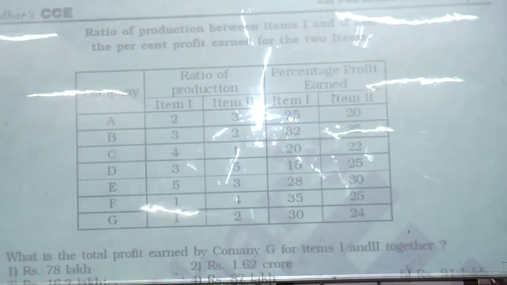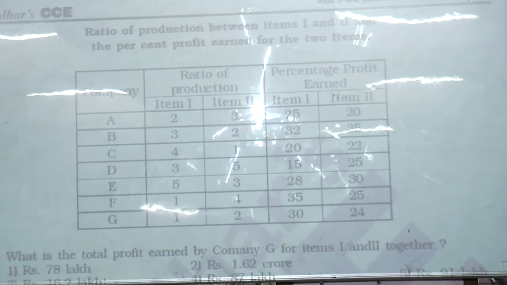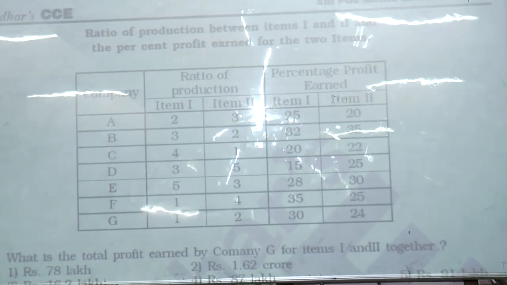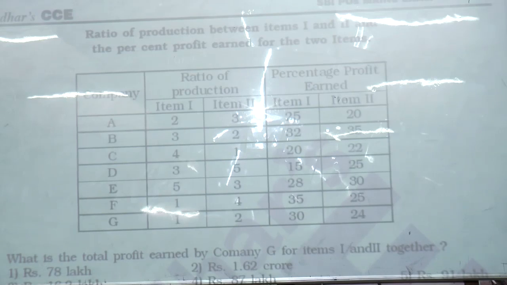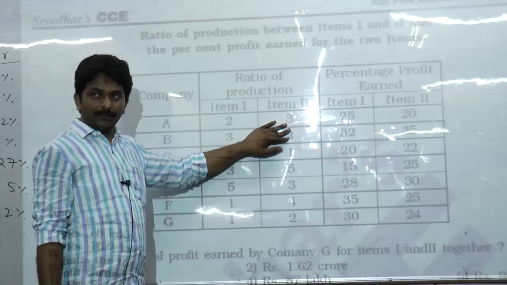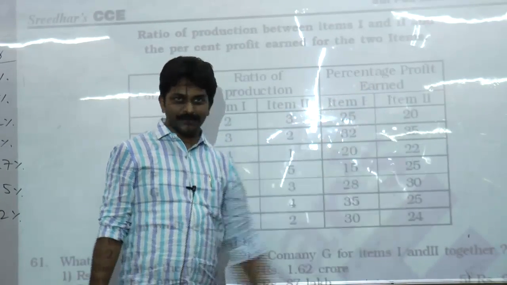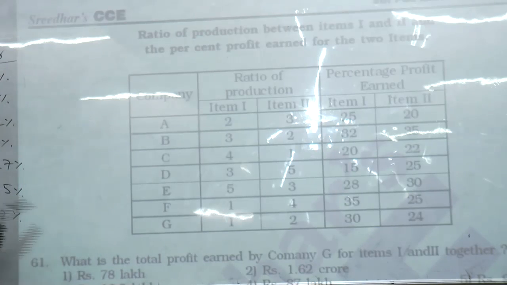Now one more table we have. This is the ratio of production between items 1 and 2 and the percentage of profit earned from those two items together. Production, and the total cost is given as 25 crores. Companies, 7 companies, ratio of production of item 1 to item 2, and then this is percentage of profit on item 1 and item 2 respectively. Now let me start the question.